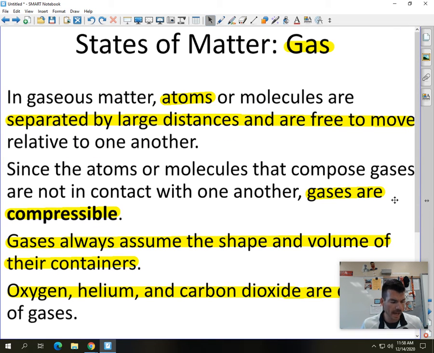The last one is gas. In a gas, the atoms are really spaced out, so they're moving freely. The atoms are separated by large distances and free to move. Write down that gases are compressible.